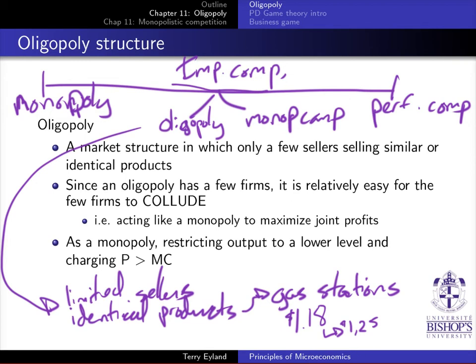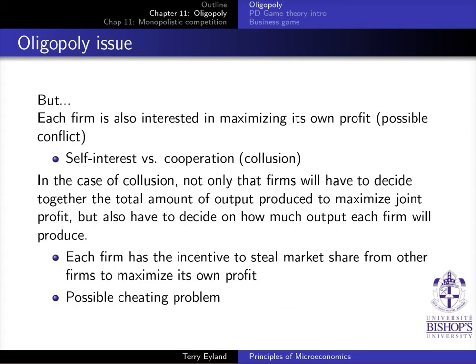So this collusion is this kind of situation where you act as a monopoly to maximize profits. You're restricting output because as you charge higher, fewer people will be willing to buy, and you charge a higher price than your marginal cost. But here, when we're dealing with oligopoly, we're dealing with identical products. So because each firm wants to maximize its own profit, there's a possible conflict between self-interest and cooperation.